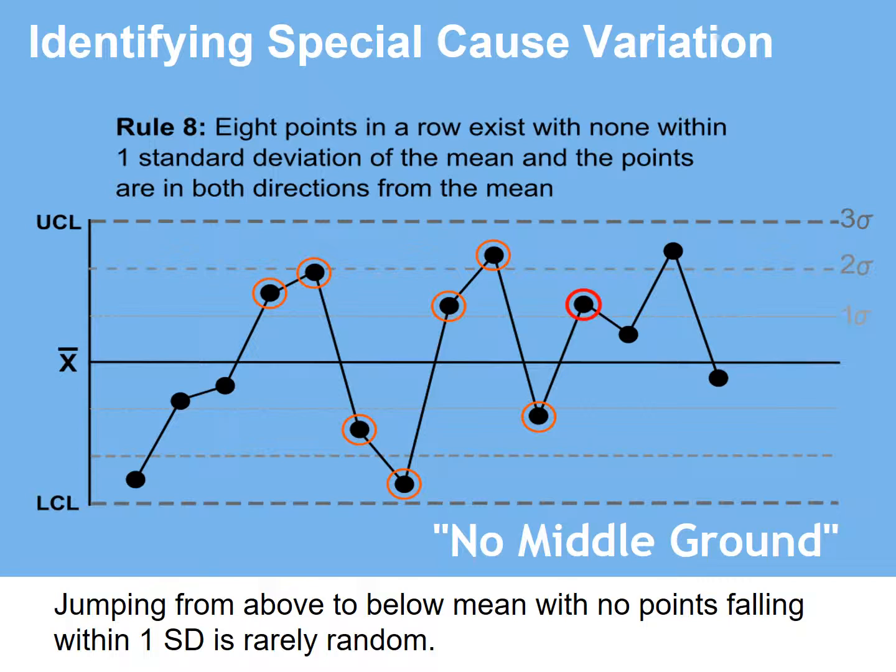And rule number 8 we'll call no middle ground. This is when 8 points in a row exist, none of which fall within one standard deviation of the mean, and the points occur on both directions of the mean. Jumping above and below the mean with no points falling this close to your mean line is rarely random when it happens over this long of a period of time.